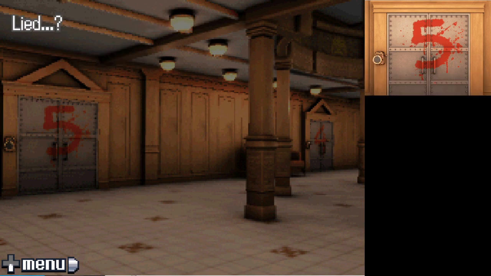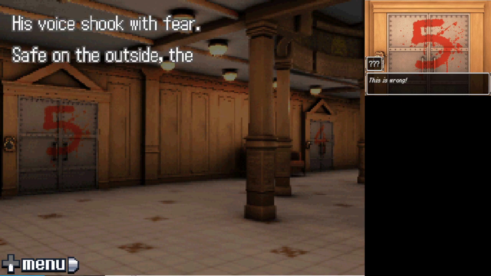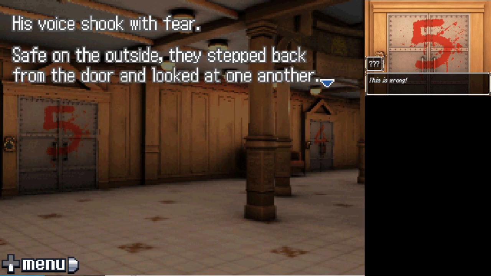"Lied?" "This wasn't supposed to happen. This is wrong. This is wrong." His voice shook with fear. Safe on the outside, they stepped back from the door and looked at one another. "What's happening in there?" "Open the door. Please. I'm begging you. Help me. Please get me out of here. Get me out of here."